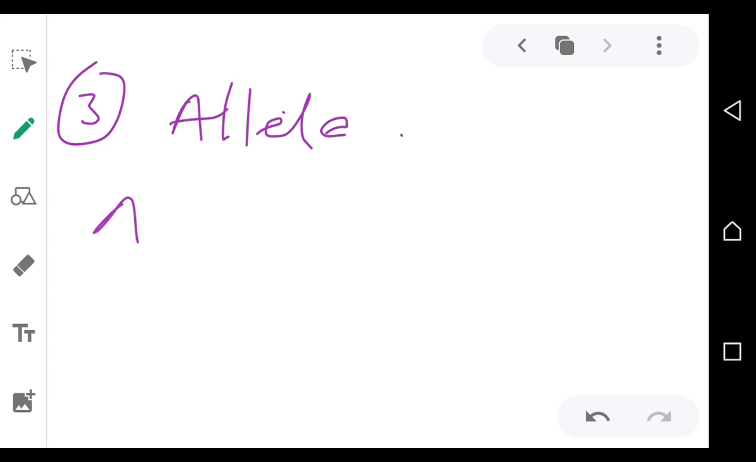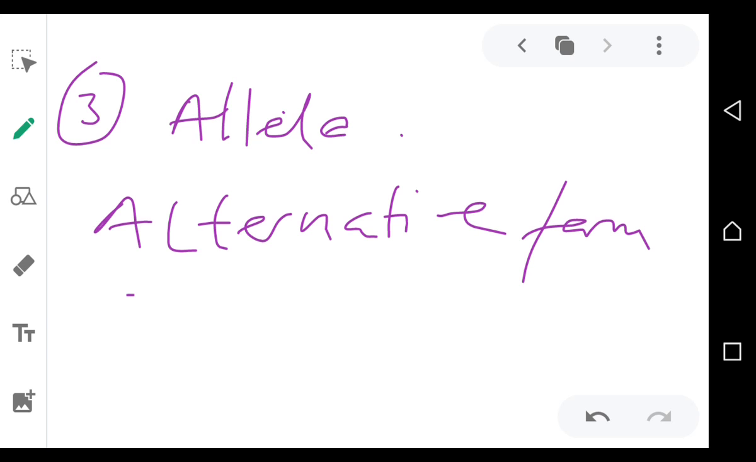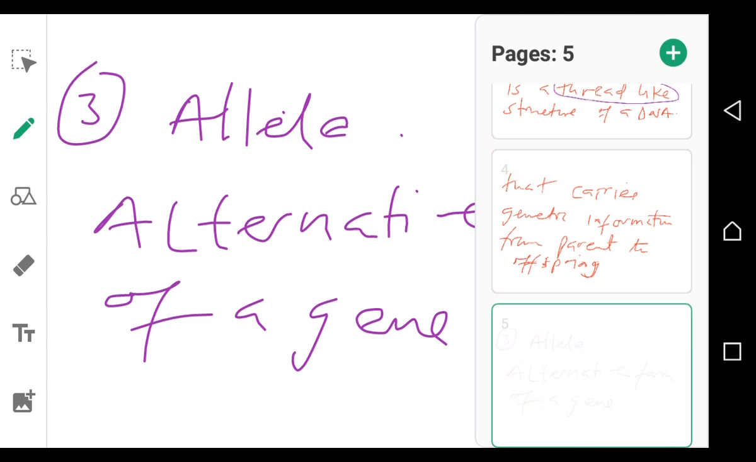There is what you call an allele. Number 3. What is an allele? An allele is an alternative form of a gene. Okay? If I say an allele, I mean a gene. So it's the same thing. It's an alternative form of a gene.